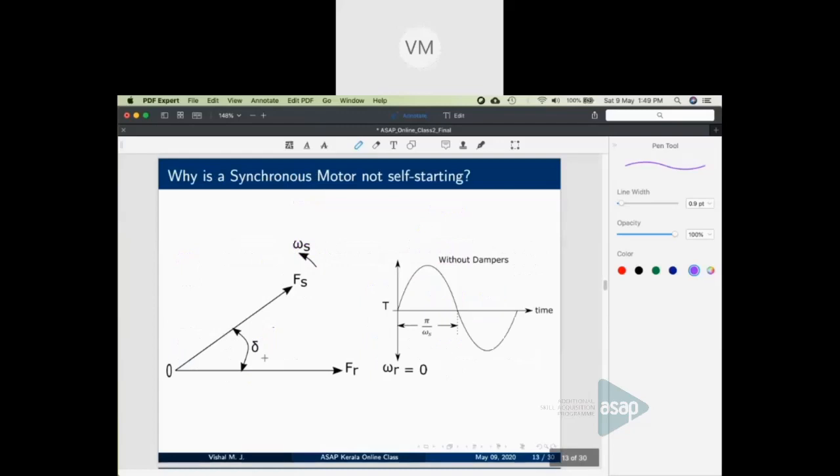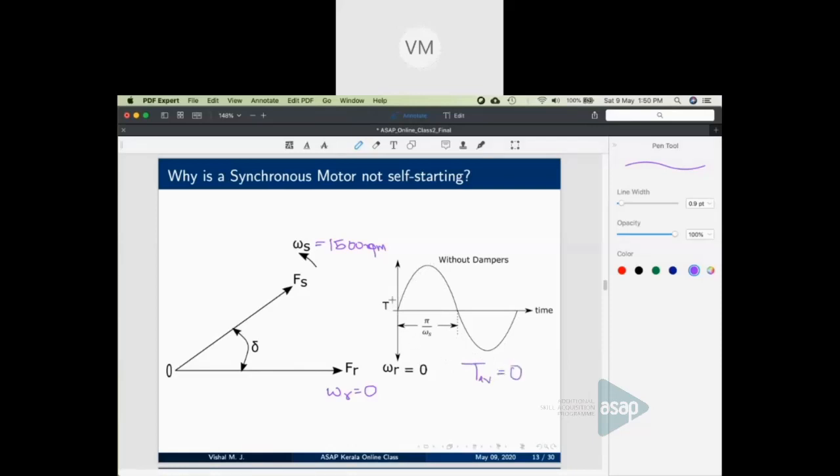Why is a synchronous motor not self-starting? I have explained this in the last class, but anyway, this is the condition. At the time of starting, your rotor speed is 0, whereas the synchronous speed is, say, 1500 rpm for a 4-pole machine. What happens is that delta abruptly increases. It will go from 0 to 360, again 0 to 360, in several cycles. Since delta varies from 0 to 360, the torque is a sinusoidal wave. Average torque is 0. This we have already seen in the last class.